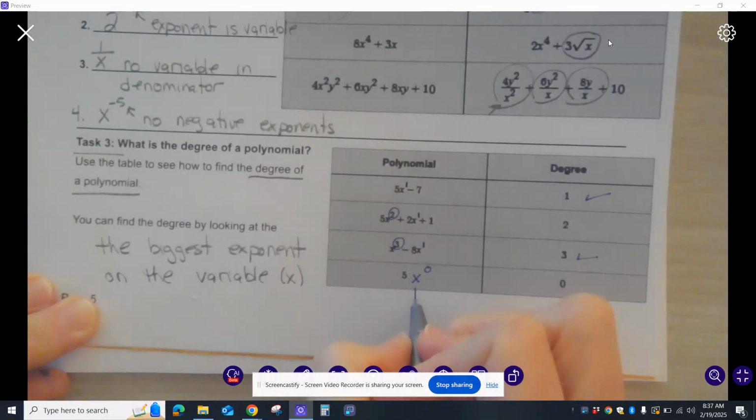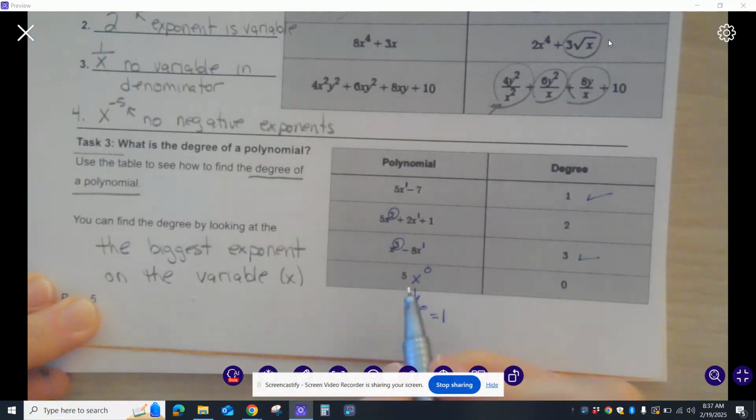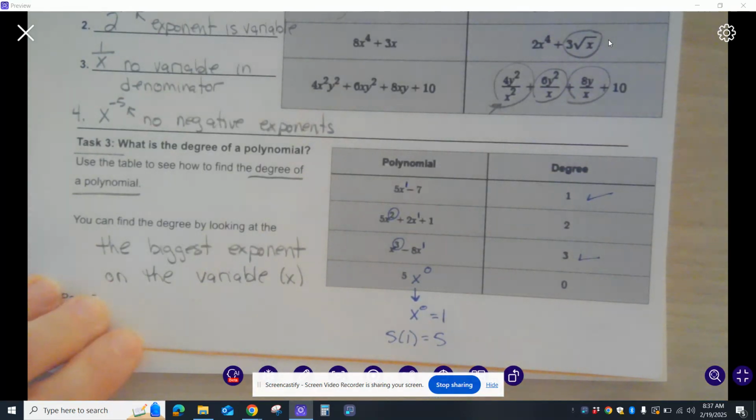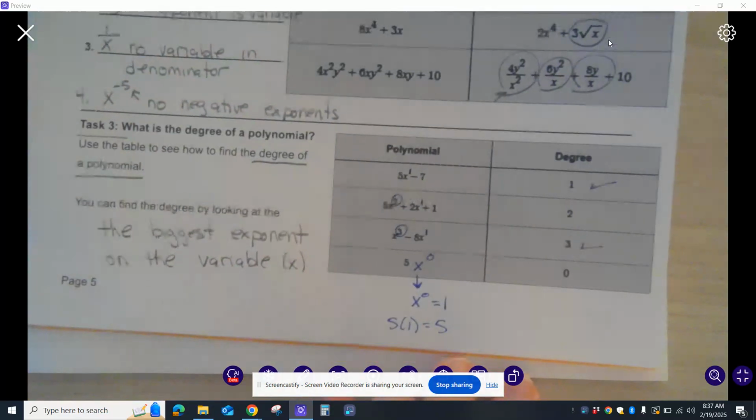Now, anything to the 0 power equals 1. So 5 times x to the 0 is the same as 5 times 1, which is 5. But if you don't see an x, we say the degree is 0. So please add those to your note packet. Pause the video and add those.